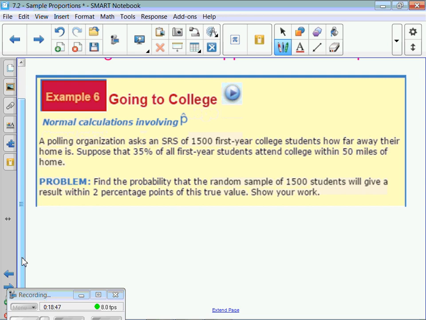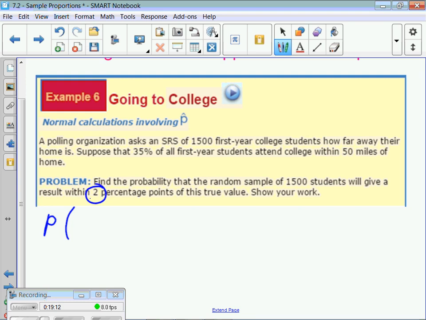Going to college. A polling organization asked a simple random sample of 1,500 first-year college students how far away their home is. Suppose that 35% of all first-year students attend college within 50 miles of home. Find the probability that a random sample of 1,500 students will give a result within 2 percentage points of the true value. So I'm finding a probability.